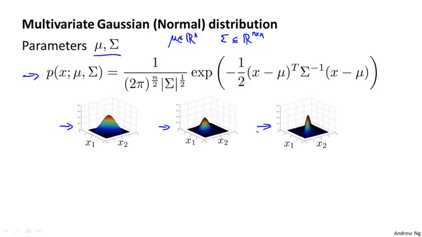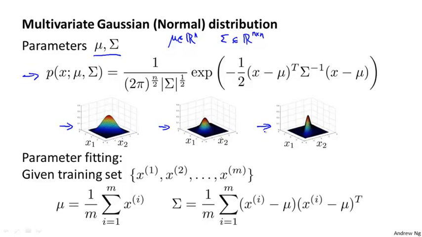So let's talk about the parameter fitting, or the parameter estimation problem. The question, as usual, is if I have a set of examples x1 through xm, and each of these examples is an n-dimensional vector, and I think my examples come from a multivariate Gaussian distribution, how do I try to estimate my parameters mu and sigma?